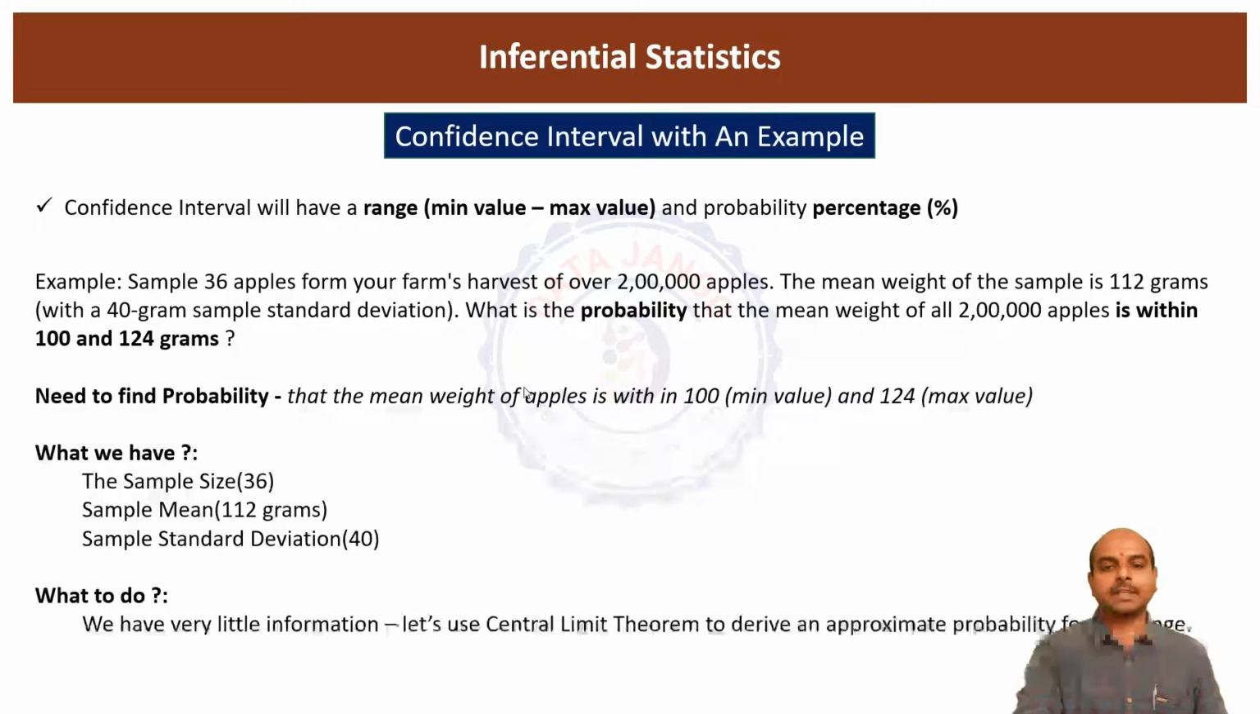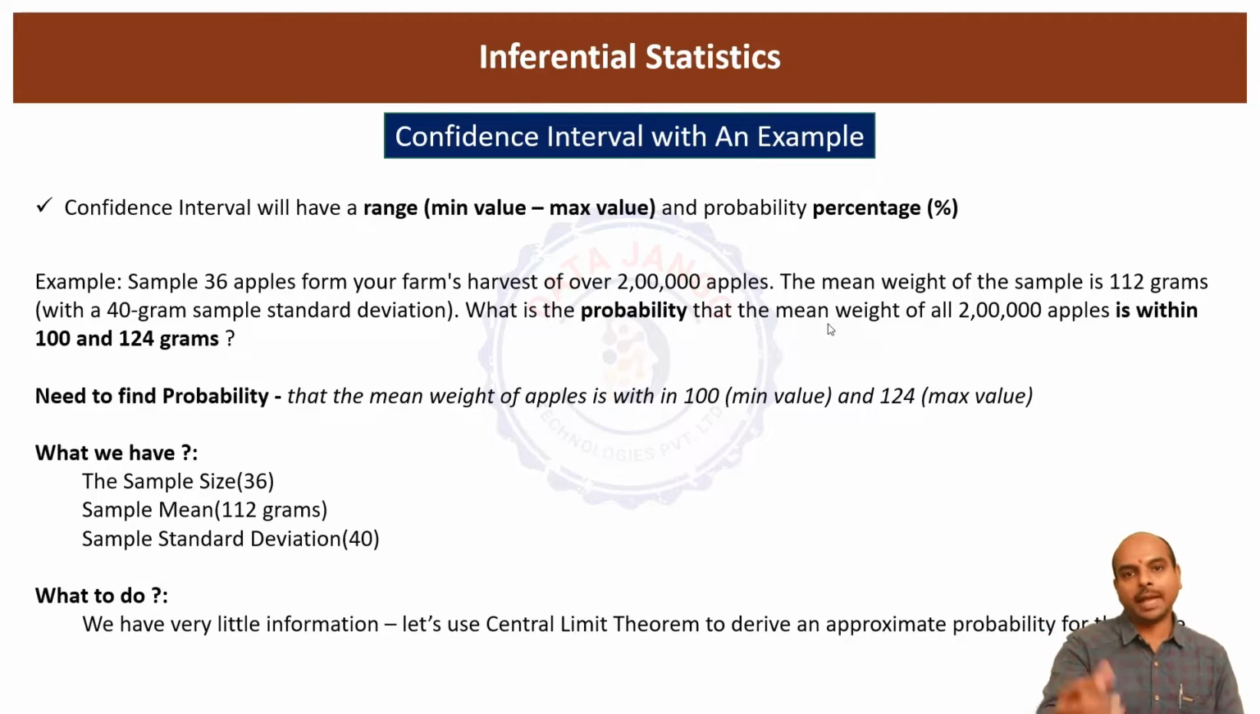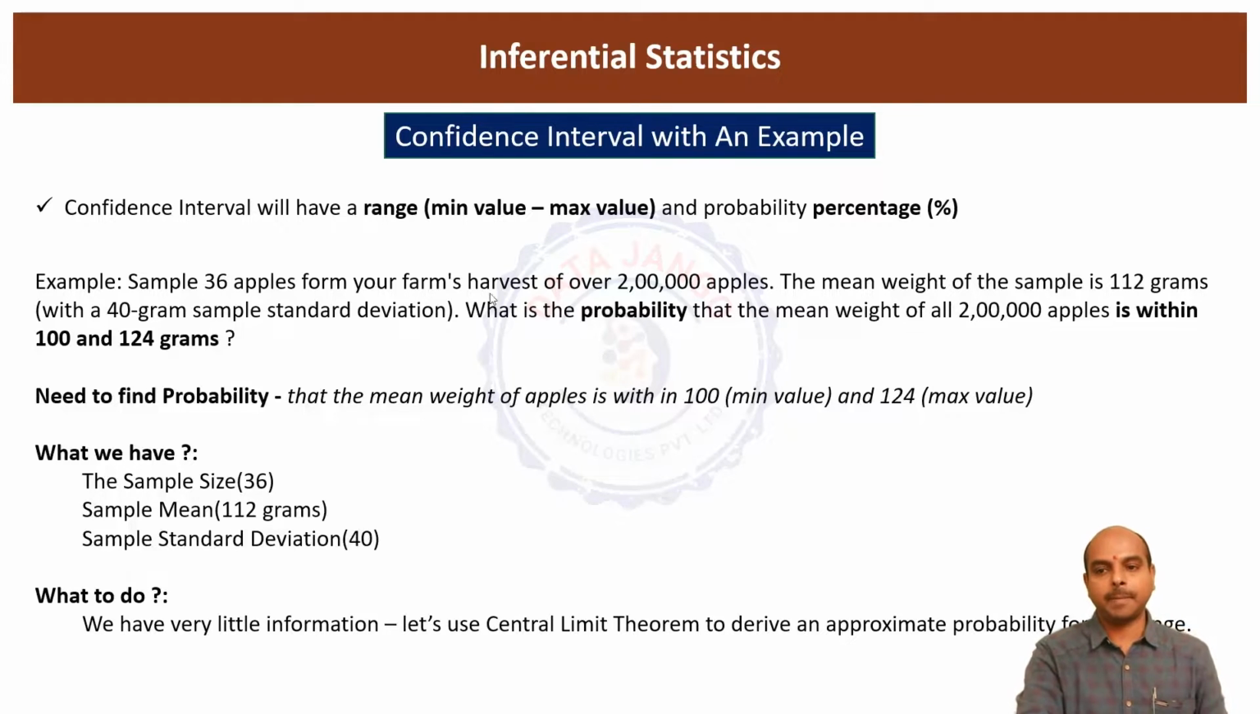So let us take one example here and try to understand it, and use our central limit theorem to find out the confidence score. The example is like this. A sample of 36 apples were drawn from a 2 lakh apple population. So here the population size is 2 lakh or 200,000, and we have chosen a 36 apple sample, and the sample's mean weight is 112 grams and the standard deviation of the apples is 40 grams.